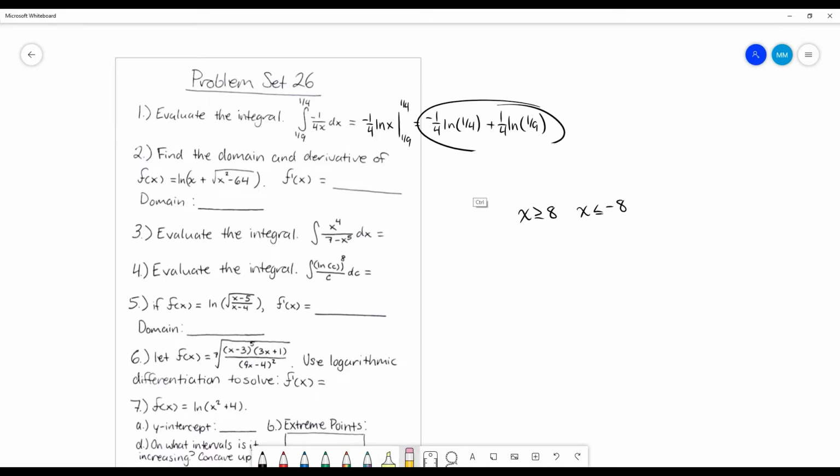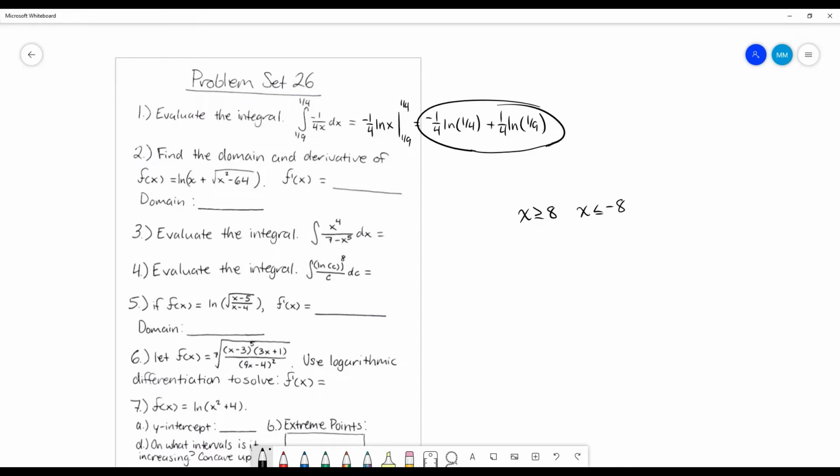Now we have to consider that natural log. Oops, didn't mean to erase that. Now I have to consider the natural log. And the thing with natural logs is that we know that they can never equal 0. They can be any decimal above 0, but they can never equal 0. And they can never have a negative number in them either.